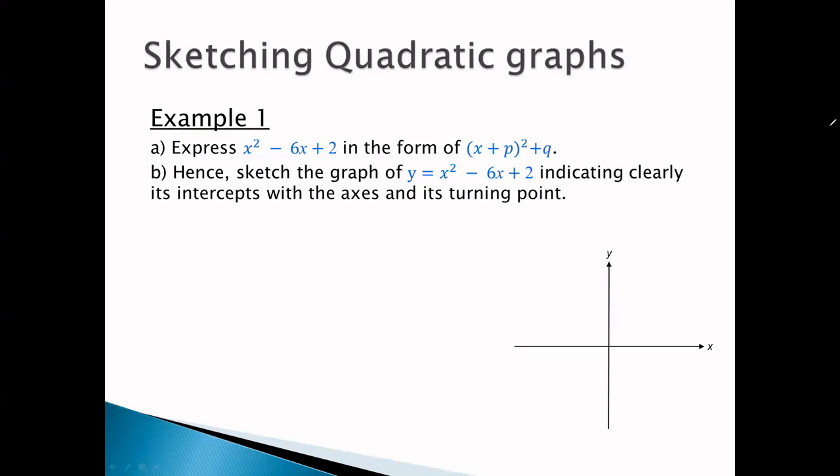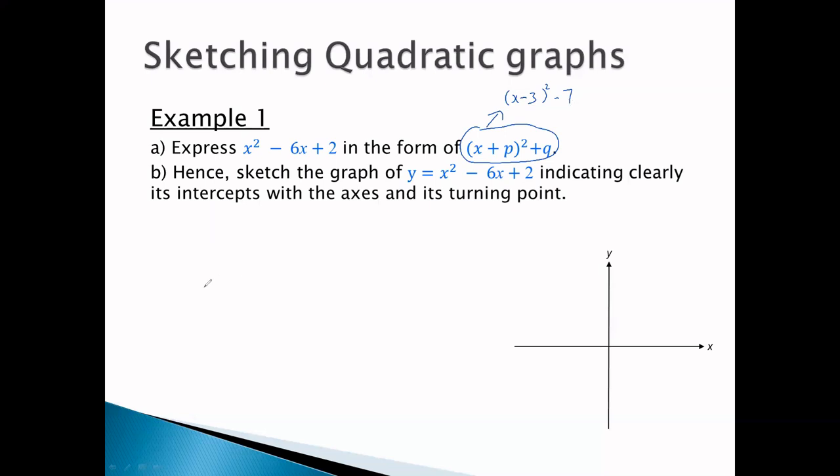Okay, let's come to example 1. Express x squared minus 6x plus 2 in the form (x plus p) squared plus q. Now, take note that this is actually the completed square form, right? Now, I'm going to assume that you have watched my video on completing the square. So the answer, I'm just going to write it out, (x minus 3) squared minus 7. Okay? Hence, sketch the graph of y equals x squared minus 6x plus 2, indicating clearly its intercepts with the axis and its turning point.